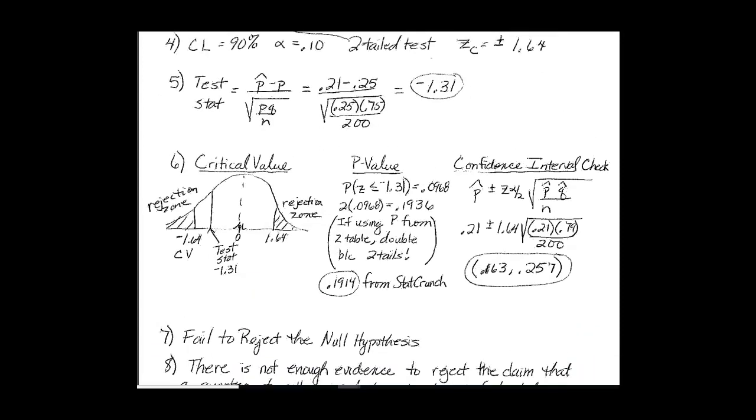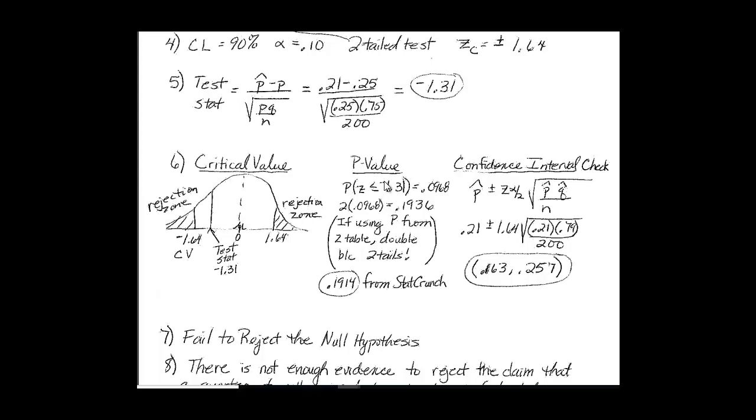Okay. If we're using the critical value method, you need to draw the curve. You're going to place your critical values here. We had negative 1.64 and positive 1.64. Our test statistic fell inside that range. That's in the usual range. So we have nothing unique here with our sample. Our sample falls in line with that population proportion being equal to 0.25.